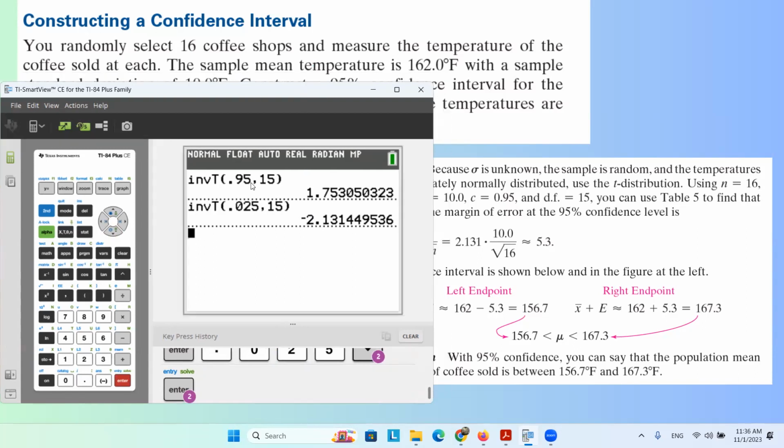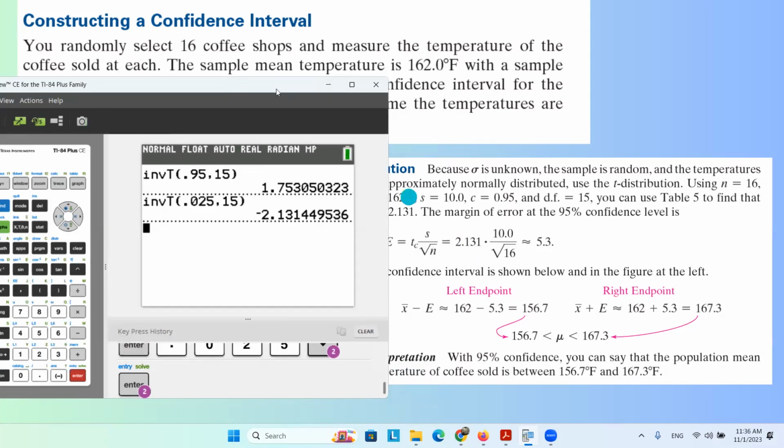If you use just 95% here, it doesn't give you the correct critical value. As we've done before, the area is going to be on the left-hand side. So here you have 95% level of confidence. 1 minus 95% is 5%. Divided by 2, you get 0.025. The degrees of freedom is 16 minus 1, or 15, and it gives us negative 2.1314. And then if you round it, you get 2.131. And since it's a critical value, it must be a positive value. That's why you see a positive number here.